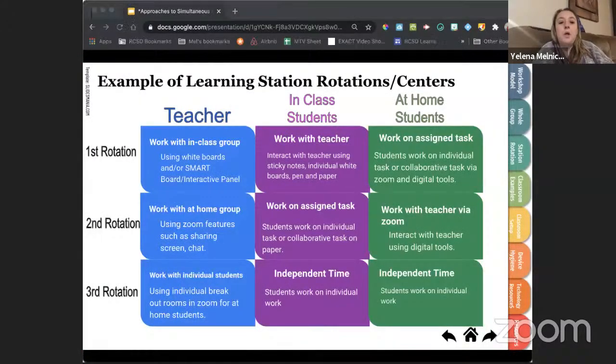Here's an example of what it could look like in the class. Now, be again mindful that this is just a very, very quick example. This one in particular has only three stations. And again, as teachers, we might have four, we might have two. It really is gonna depend. In this case, we have divided the students into two groups, and our groups are divided by the location of where the students are located. One group is the in-class group, the other is at-home group.